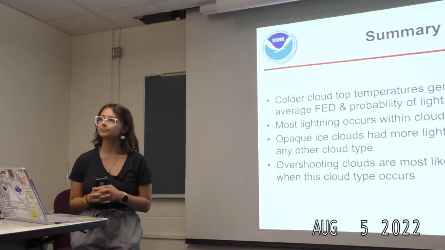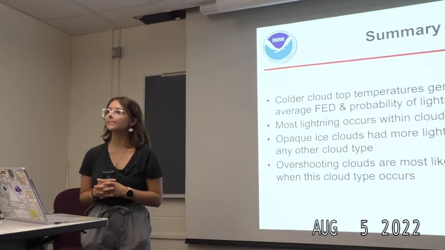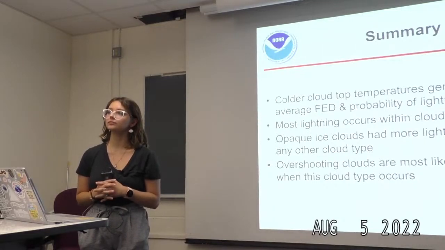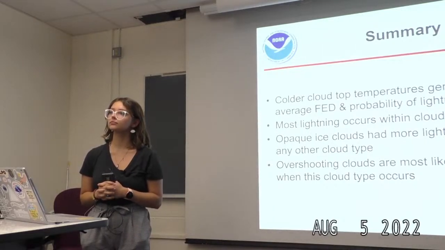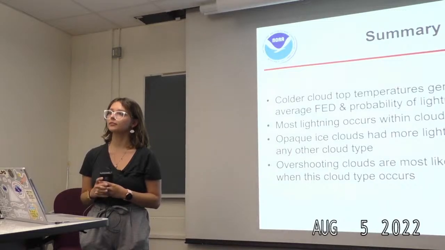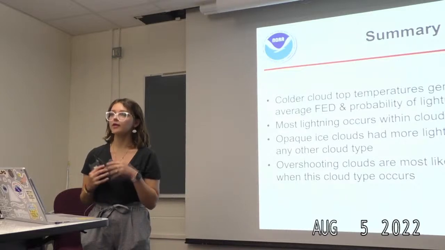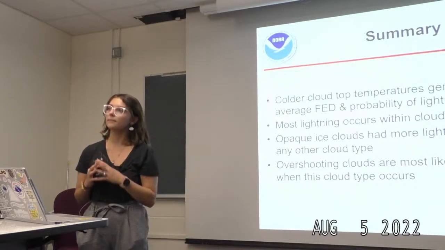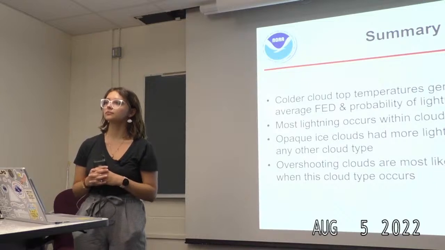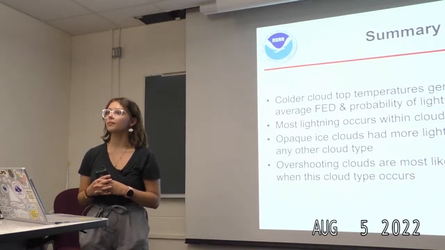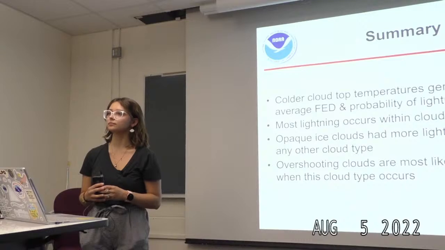So I think the cloud type product only identifies one cloud type per pixel, right? Yes. And you could very well have opaque ice clouds with overshooting tops underneath them possibly, right? Yeah, that's true. I'm wondering how much that is, particularly since you're looking at one case, it may be opaque clouds obscuring overshooting tops that have lightning in them as well.